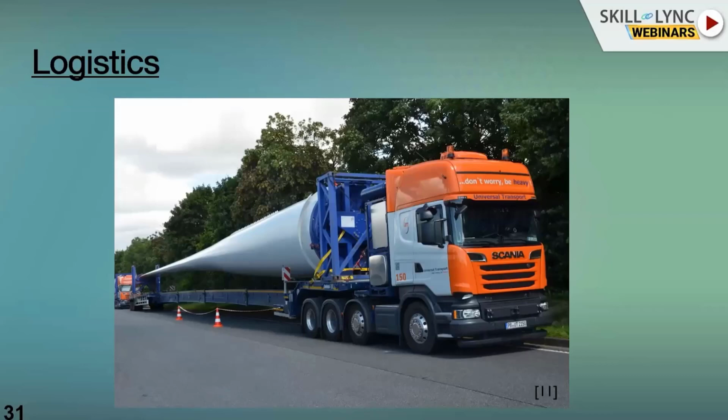Normally, if you take a 1.5 megawatt turbine, the blade is about 80 or 90 meters, and the diameter is around 2 meters. The nacelle alone will weigh about 50 to 60 tons, and each blade weighs about 8 to 9 tons. So because of the size, the logistics is tough.